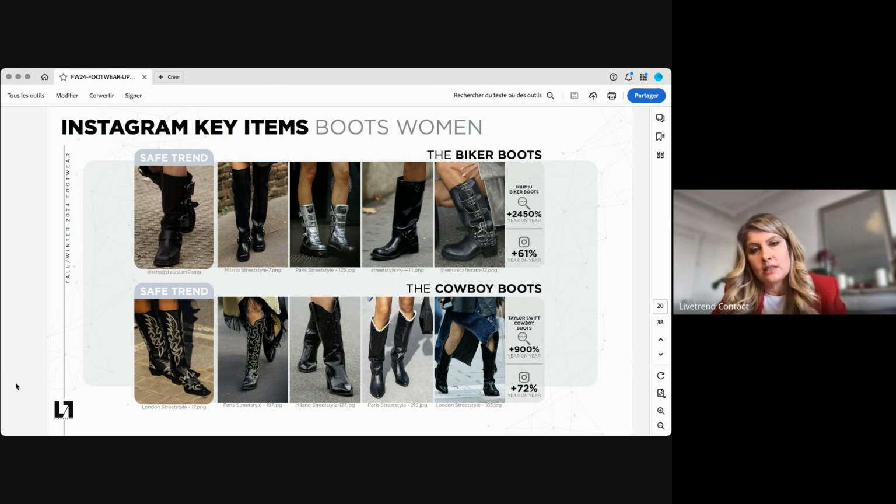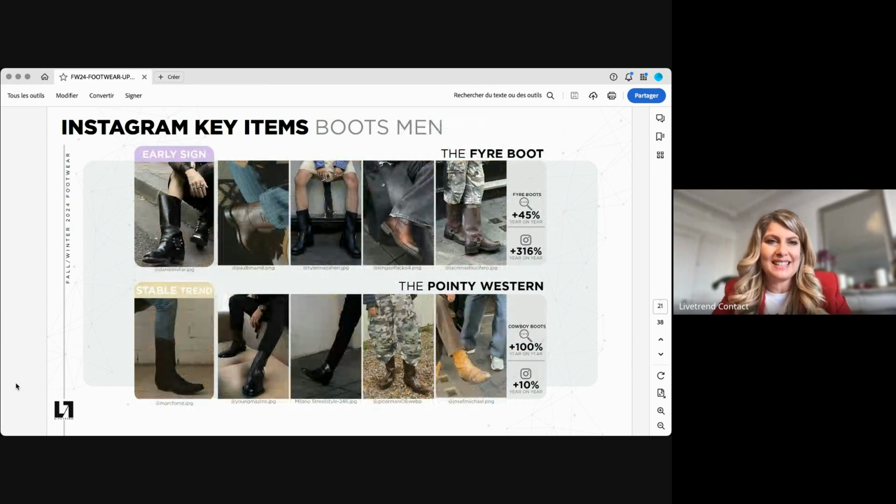And if we look at the data for women, we can say, okay, it's still growing and there's still interest for this kind of product. Of course, some markets are more inclined to buy this kind of product, for example, USA, but it's still a very safe trend for the next season.